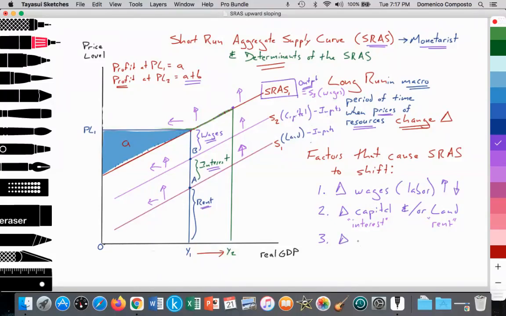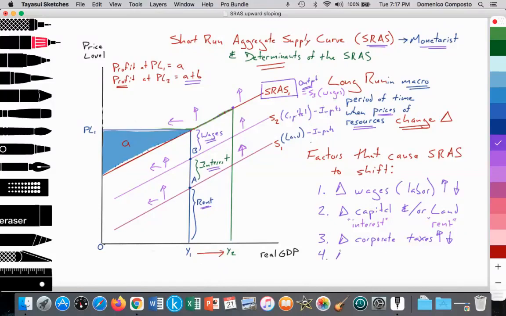Number three, changes, let's say, in corporate or business taxes. Right? Taxes are an additional cost of production. So if taxes rise, the SRAS curve will rise with it. If taxes fall, the SRAS curve will shift downward with that change.